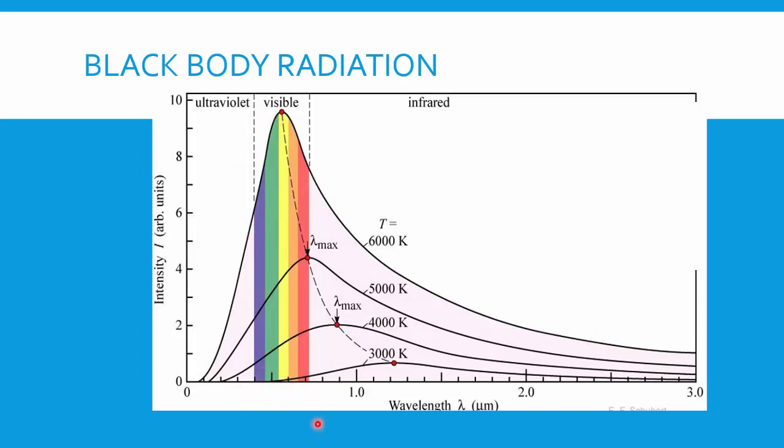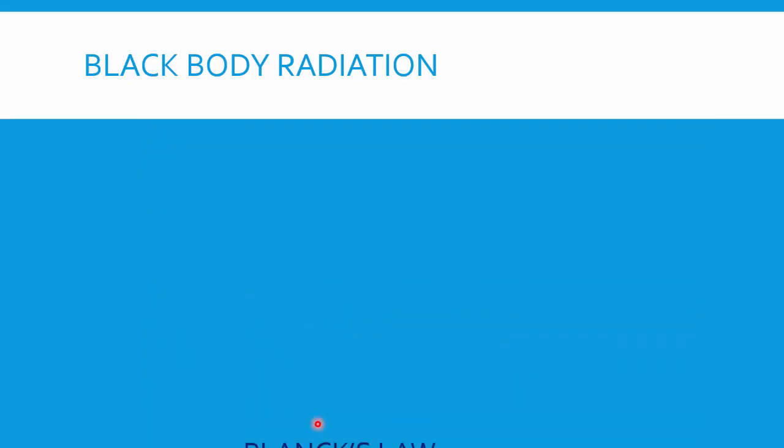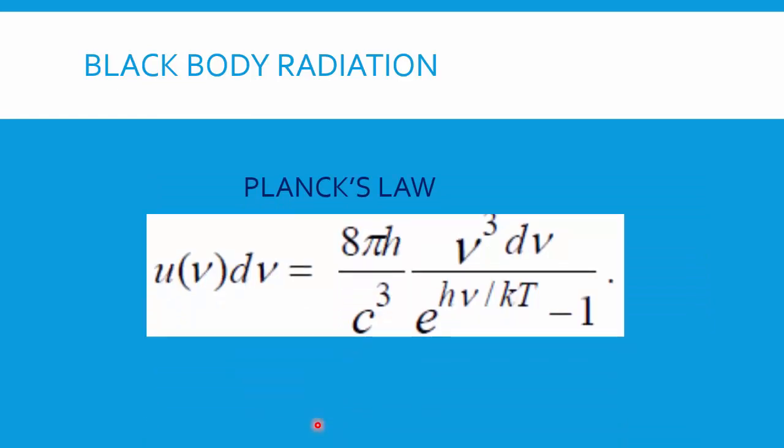So Planck, with his new idea of quantum physics, could explain this curve, and from there onwards quantum physics was developed, and Planck's law was also developed from this well-known experiment of black body radiation.